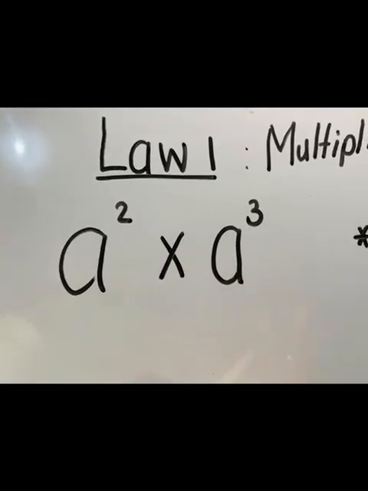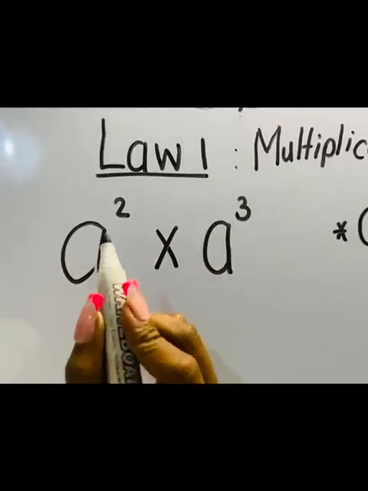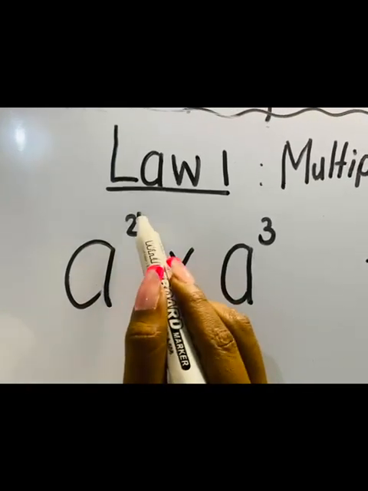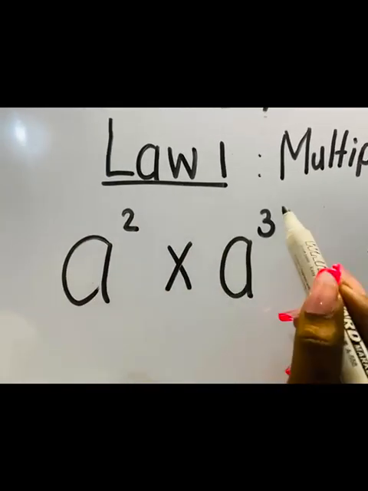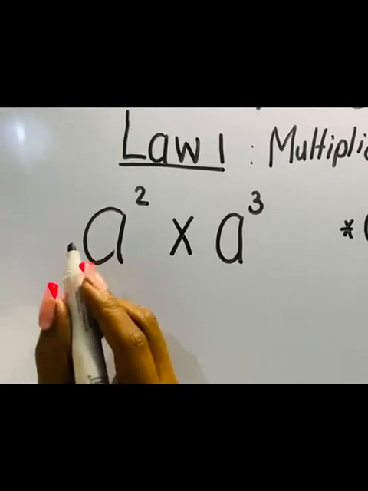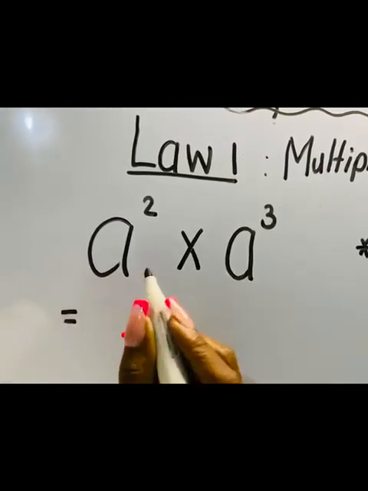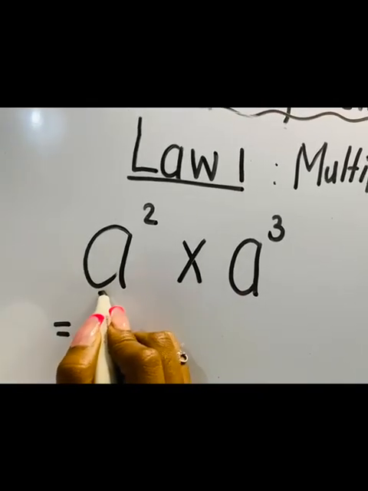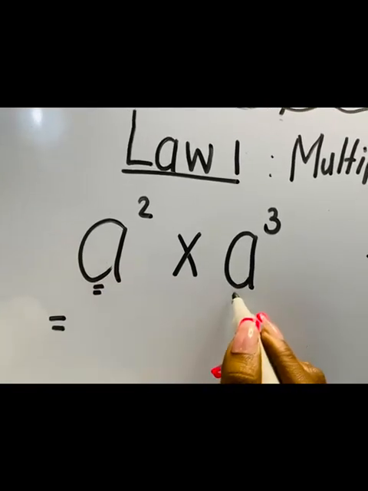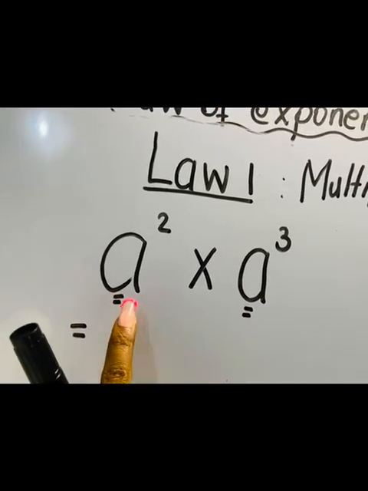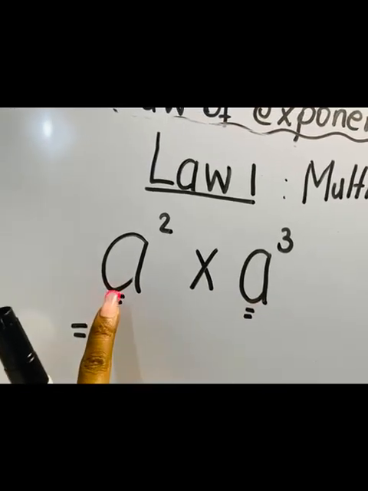So, the law states, the bases should be the same. Remember, this is a base, this is an exponent. This is also a base, and this is an exponent. The law states that we need to make sure that our bases are the same first. So, we have the base of A here, and we have the base of A here. That's the first part. We check if our bases are the same.